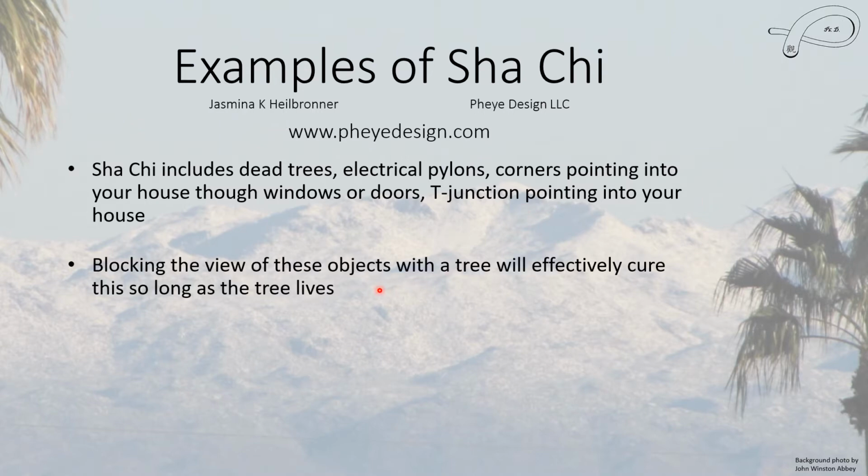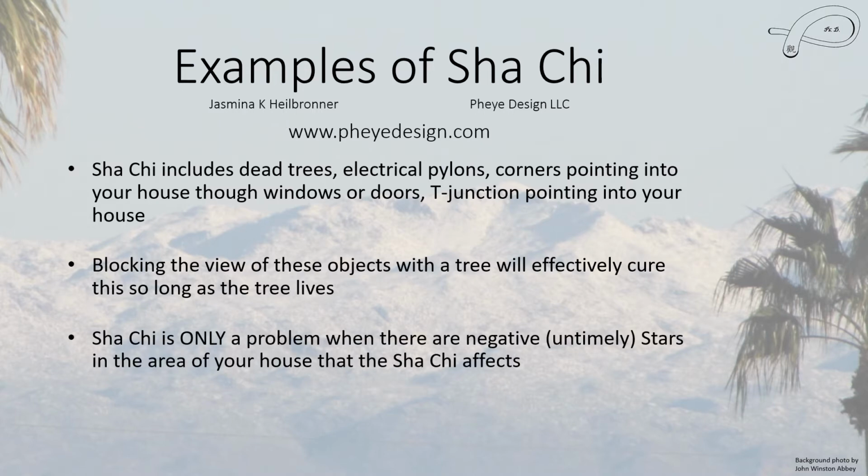The best way to permanently deal with these is to block the view of these objects with a tree. That will stay effective as long as the tree lives. Of course, it has to get big enough to block the object. It is a little weird that this is an effective enough cure, but there is a lot about Feng Shui that says you have to see things for them to be effective. For example, if we're talking about activating special formations, you most times have to have visible water, not just water, but visible water, and a mountain that you can see, or a hill or higher ground.